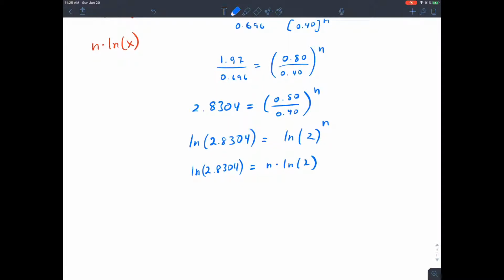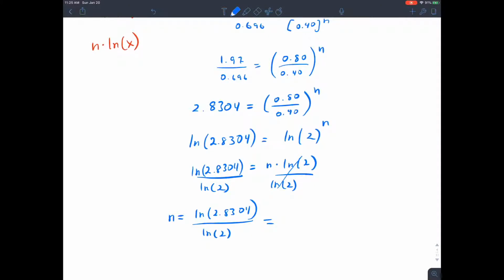Great, we're almost done. How do I solve for n? Divide both sides by the natural log of 2. Those guys cancel. So n is equal to the natural log of 2.8304 divided by the natural log of 2. This is a much more quantitative approach than our previous problem. So now when we solve this, whatever answer we get will be our rate order.